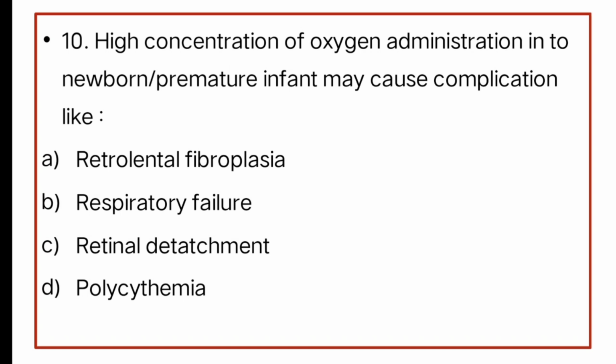According to this question, the oxygen toxicity is, within these 4 options, the only option: if we are giving a high concentration of oxygen, the complication is option A, retrolental fibroplasia. To confuse you, they have given option C, retinal detachment. Retinal detachment is not a complication of a high concentration of oxygen. So among these 4 options, retrolental fibroplasia is the correct option for this question.